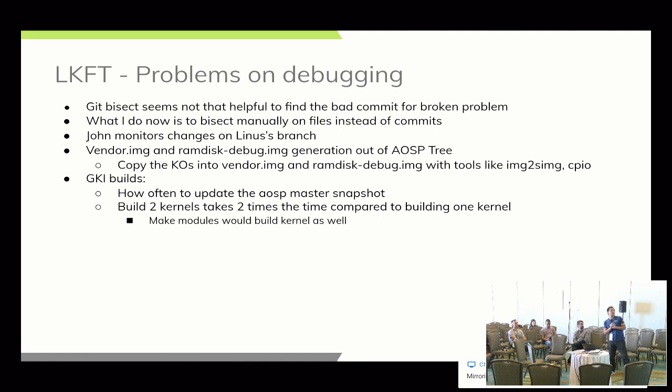There are some problems on debugging for the LKFT builds. First, I found that git bisect is not that helpful to find the root cause commit. What I do is something like bisecting based on the files, not based on the commits. Luckily, we have a colleague who monitors the Linus branch, and if there is any broken problem, he knows that first. So if we have any problem, we will ask him first.